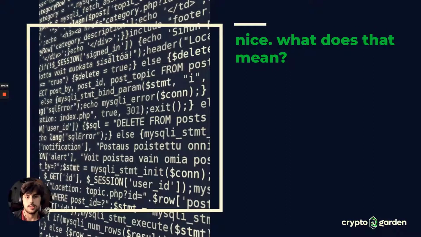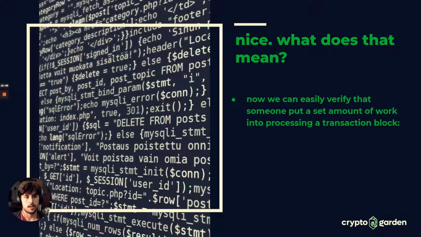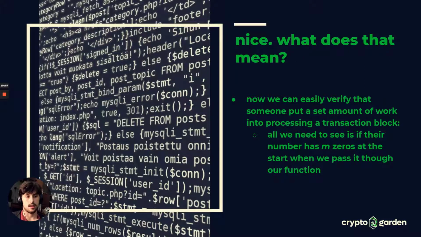What does this even mean for us? We can easily verify that someone put a certain amount of work into finding this number, right? Because they had to try at least 1 billion different numbers until they got that one. And all we need to see to prove that they expended this enormous amount of computational work is that it starts with that many zeros.